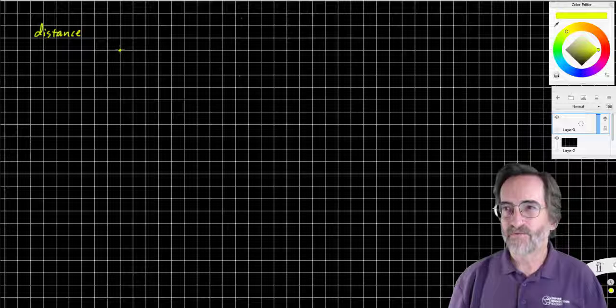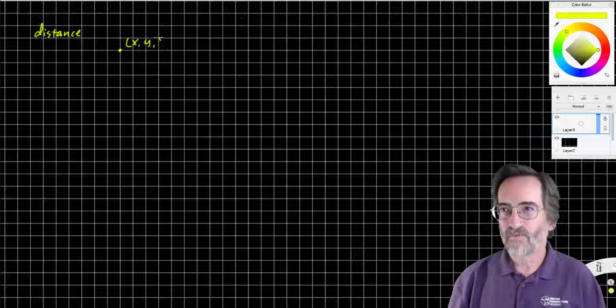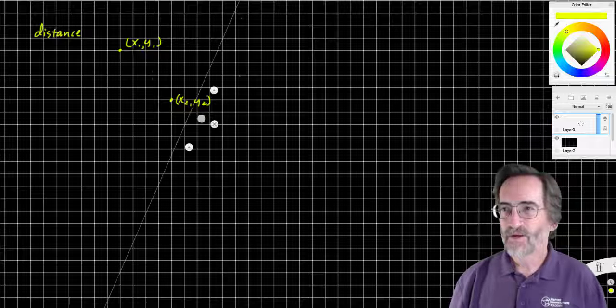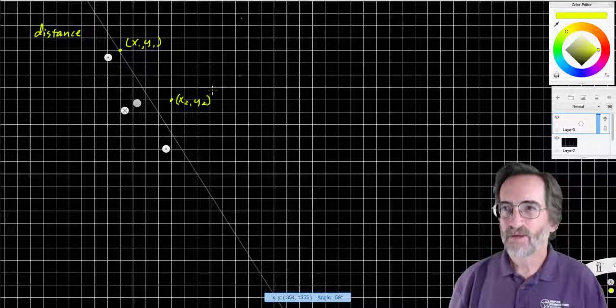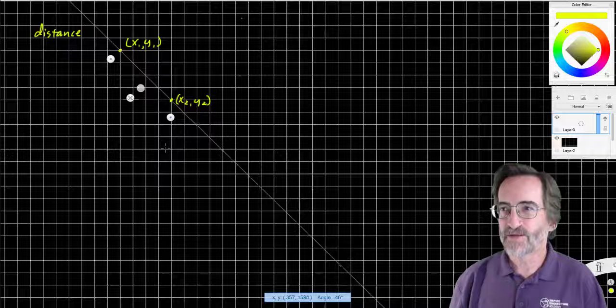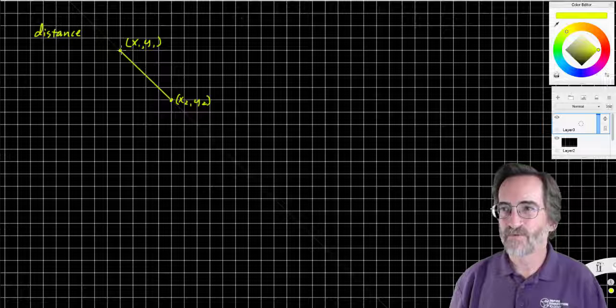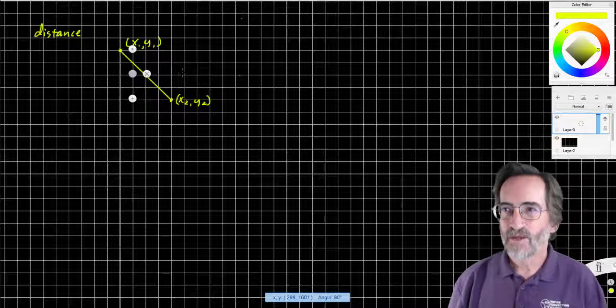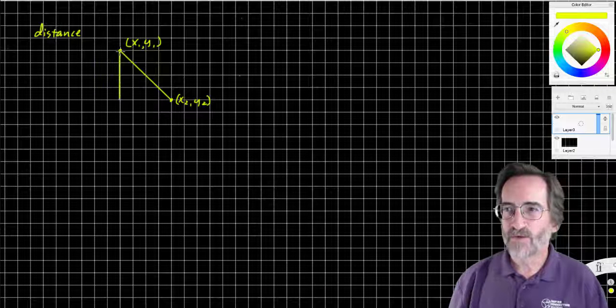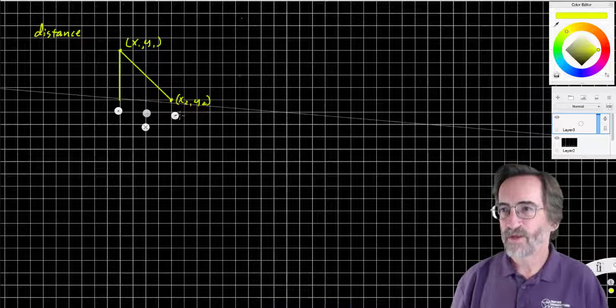Let's say we've got 2 points. We'll call this x1 and y1, and we'll call this x2 and y2. And we're looking for the distance between them, the linear distance between them. I'm going to go through a little bit of a process to derive the formula, but really it's just a matter of using the formula. However, understanding where the formula comes from goes a long way towards helping you use the formula more efficiently.